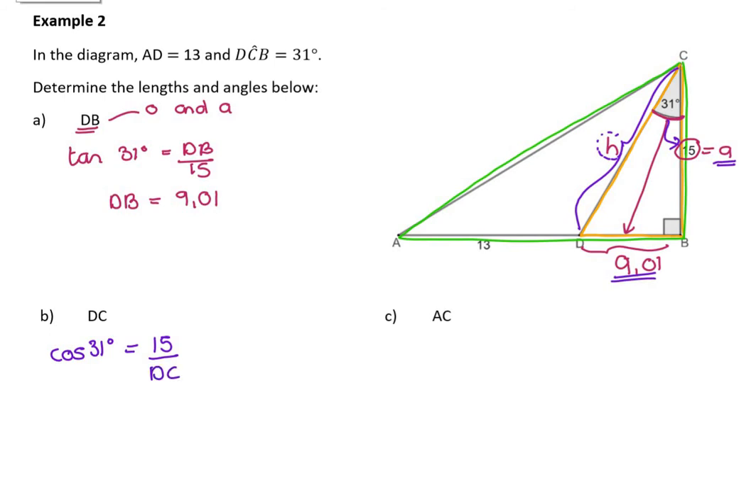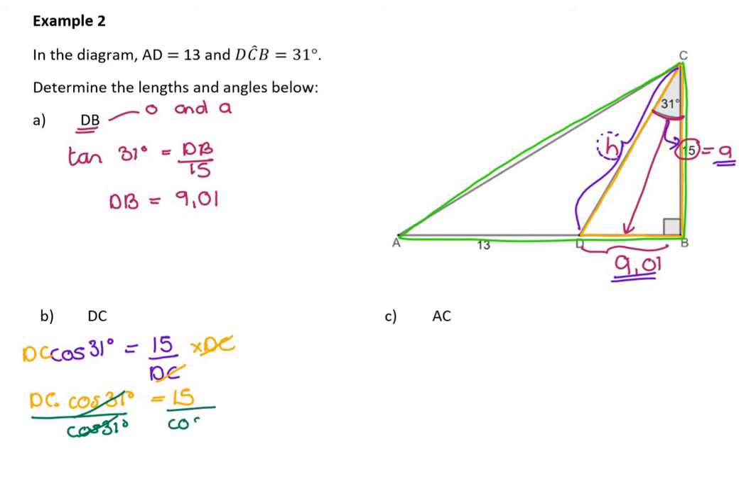Now this is a little bit more annoying to solve because you're solving for a denominator. So what I'm going to do is multiply by DC on both sides so that it stops being at the bottom, which means I get DC times cos of 31 degrees equals 15. Now what I need to do is divide by cos 31 on both sides so that I get my DC by itself.